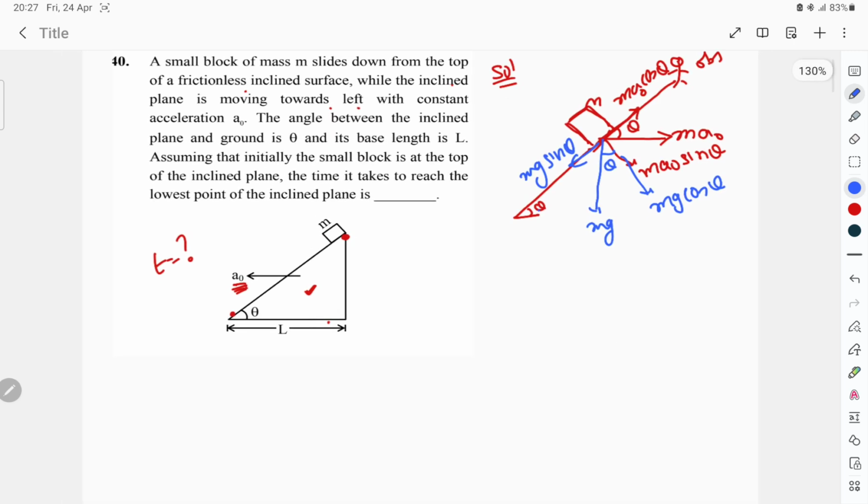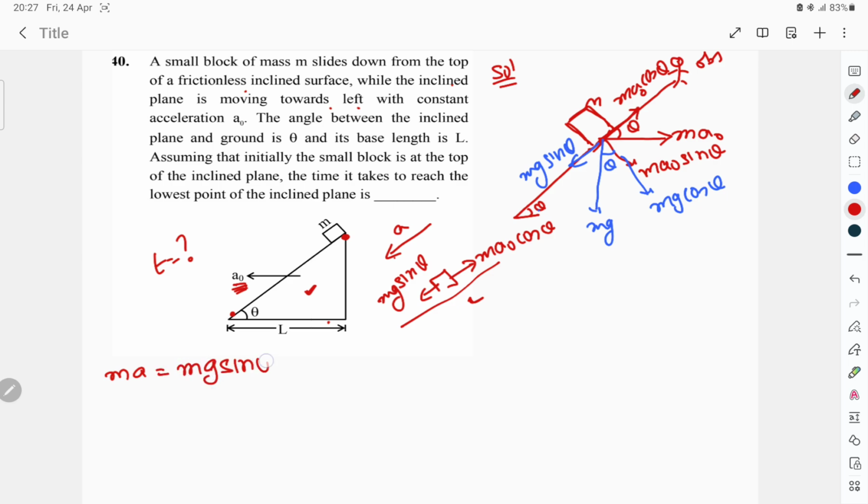If you see on the block small m, if I draw like this, in this direction mg sin theta is acting, and in this direction m a0 cos theta is acting, and he is asking the time taken to slide down. So it is moving down, accelerating downward with an acceleration, let it be a. So I will write m a is equal to mg sin theta minus m a0 cos theta. The m gets cancelled, so a is equal to g sin theta minus a0 cos theta.